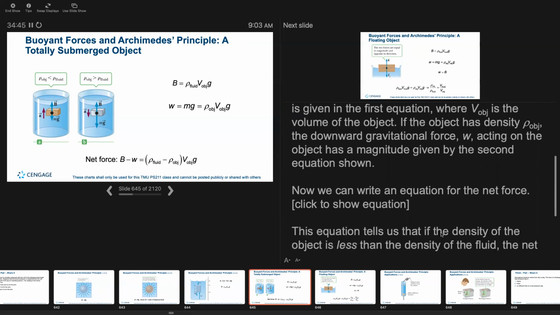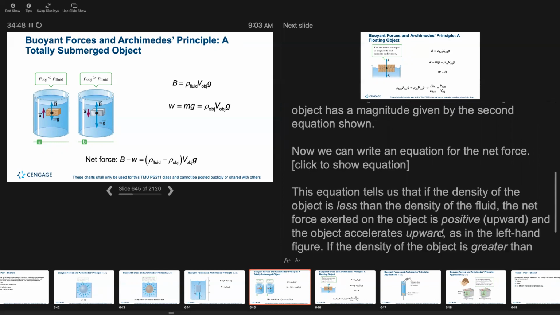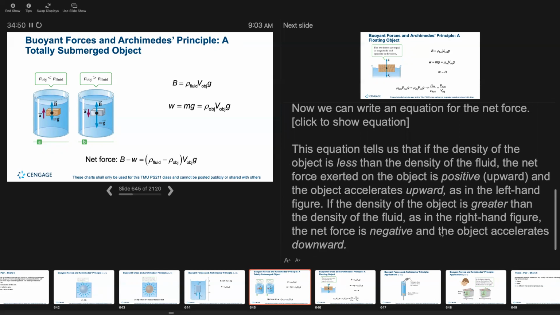Now we can write an equation for the net force. This equation tells us that if the density of the object is less than the density of the fluid, the net force exerted on the object is positive, that is upward, and the object accelerates upward, as in the left-hand figure. If the density of the object is greater than the density of the fluid, as in the right-hand figure, the net force is negative and the object accelerates downward.